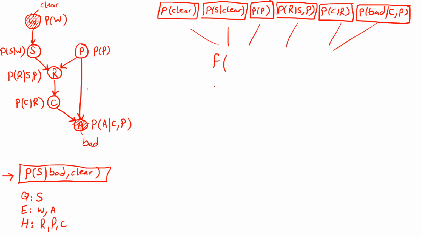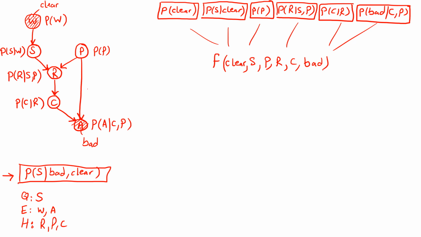When we join any factors, we get the union of the unconditioned variables given the remaining variables. So what are the unconditioned variables here? We have clear from here. Of course, clear is not the variable, but clear is the value of the variable W. We have S from here, P from here, R from here, C, and then we have bad, which is the value for the variable A. So we'll get this factor, right? That's the factor that we will get first. We have to join all of them.